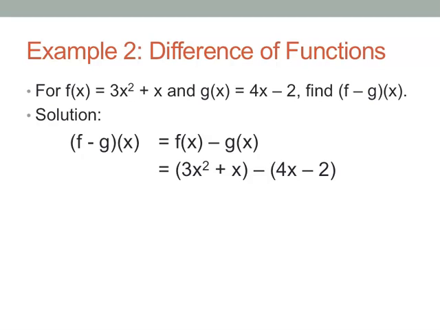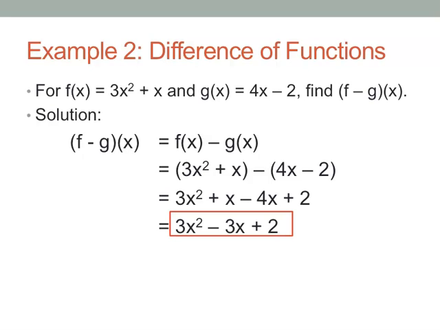Now that minus that's in front of the 4x minus 2, I'll know to go ahead and distribute that. So this becomes minus 4x plus 2. Now we can combine like terms. So x minus 4x is minus 3x. So we have 3x squared minus 3x plus 2. And that's our answer.